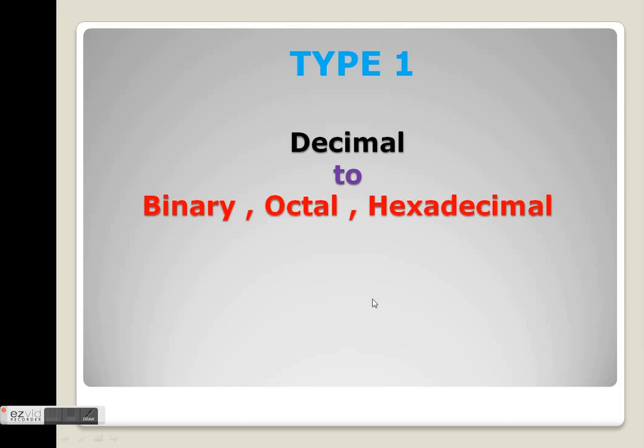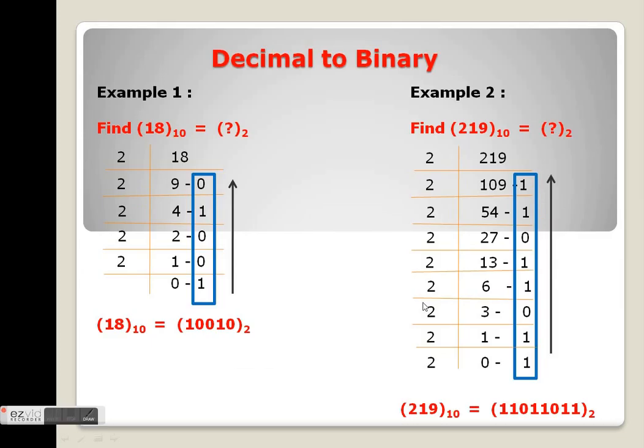Firstly, we will understand the conversion of decimal numbers into binary, octal, and hexadecimal. To convert a decimal number into binary, we follow a procedure in which we divide the number by 2 and we note down the quotient and remainder. For the next step, the value of the quotient is used as a number, and we apply the same procedure.